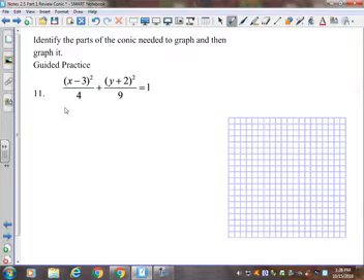Ellipse. All right, ellipse. Now, let's talk about the key features of an ellipse. The first key feature is the center.